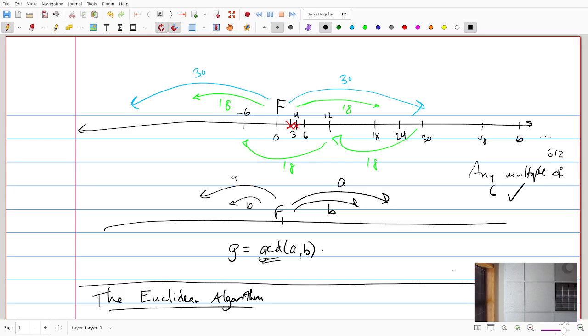I definitely am not going to be able to get anything smaller than the GCD, because anytime I add and subtract copies of A and B, it's going to be a multiple of that GCD, right? So I can't get anything smaller than that. But maybe it's not even possible to get that at all, but it is.